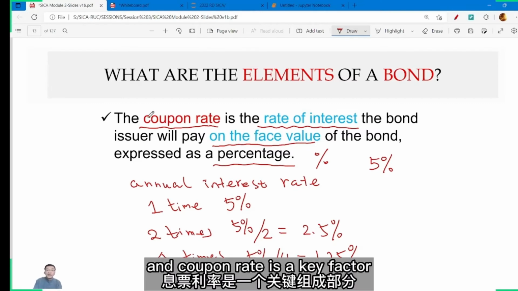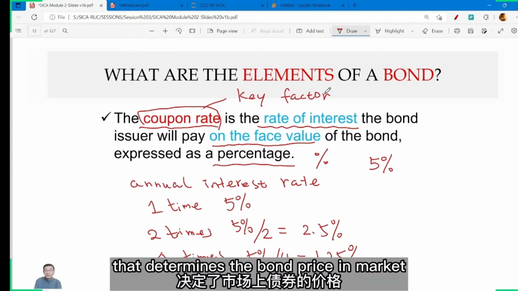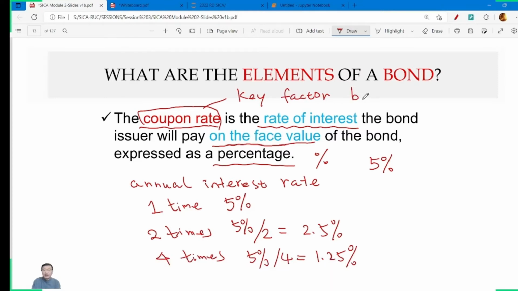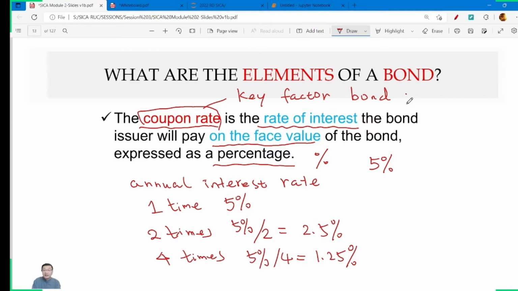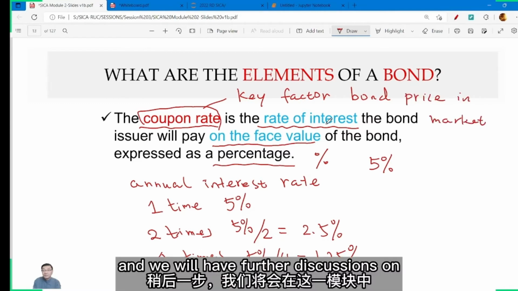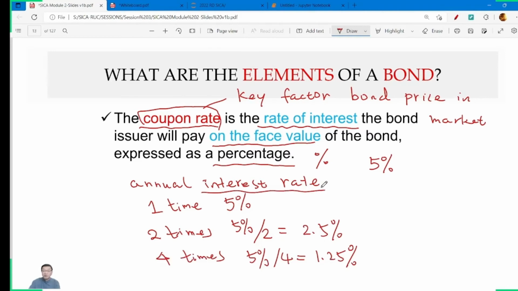And the coupon rate is a key factor that determines the bond price in the market. And we will have further discussions on interest rate later in this module.